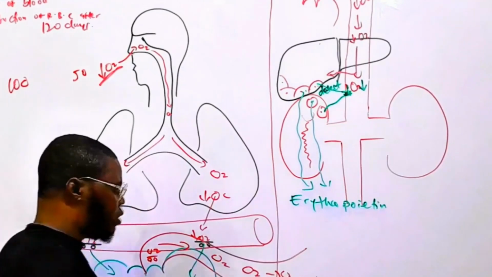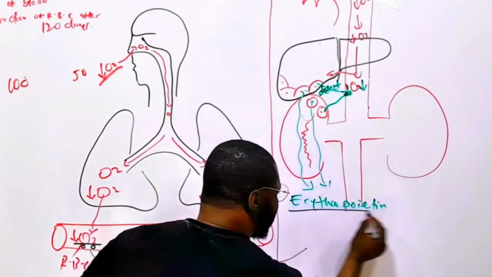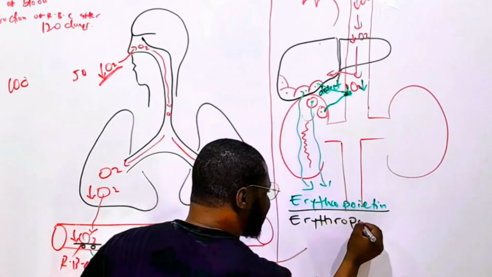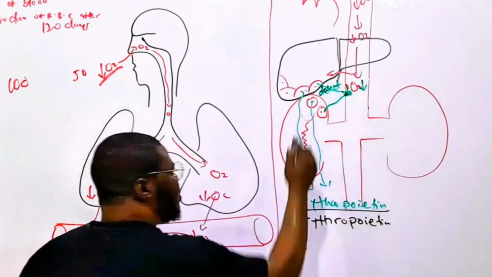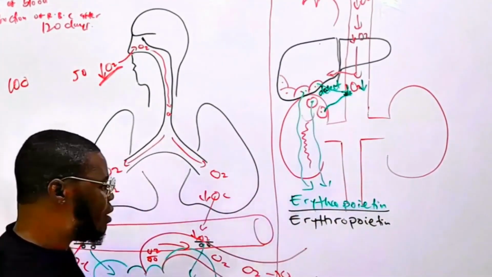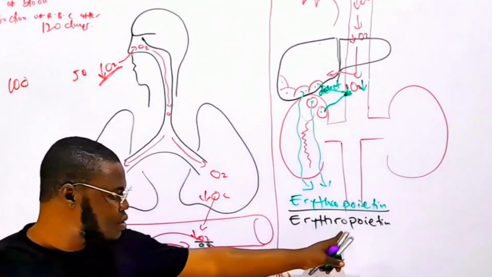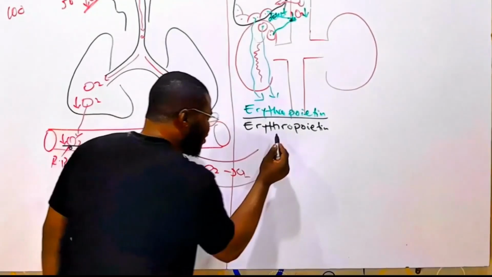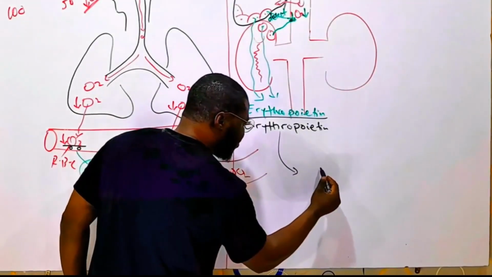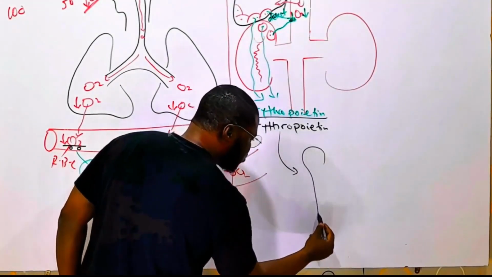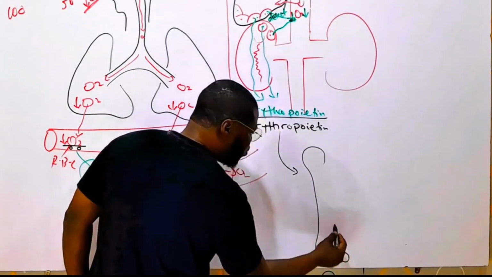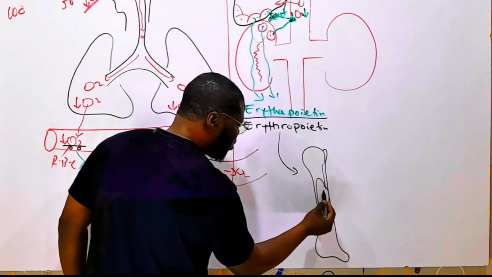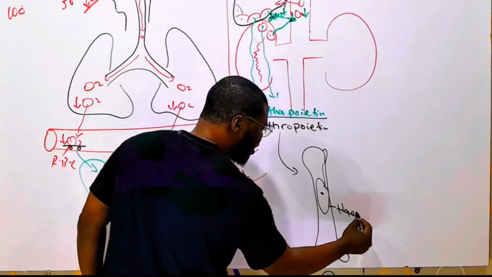Poietin. So let me change the marker. Let me use black. I'm writing exactly the same thing, I'm just afraid it is not going to be clear. Erythropoietin. So the kidney cells and the liver cells are going to release a hormone called erythropoietin. Now, what is this erythropoietin going to do? Erythropoietin is going to be directed to that cell that is inside the bone marrow. That cell is called the hemocytoblast. Hemo what?